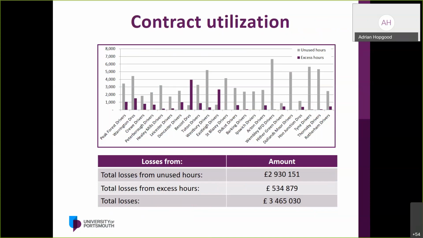So if there are unused hours compared with the contract, that is a waste of money to the tune of nearly £3 million a year. If they're used above their contracted hours, that's also an expense to the tune of just over £500,000 per year, meaning a total loss to the company through inefficient contract utilization of £3.5 million per year. Okay, and that's just one form of inefficiency.